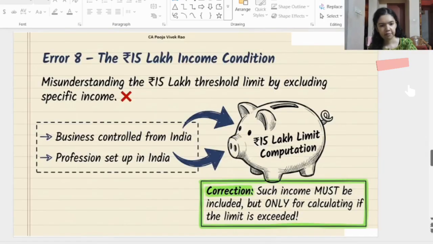Error number 8: Misunderstanding the 15 lakh income condition. Another important point highlighted by the ICAI relates to the 15 lakh income threshold. While determining whether the limit is exceeded, it has been noticed that students often exclude income from business controlled from India or profession set up in India. This is incorrect. Such income must also be included for calculating the 15 lakh limit.